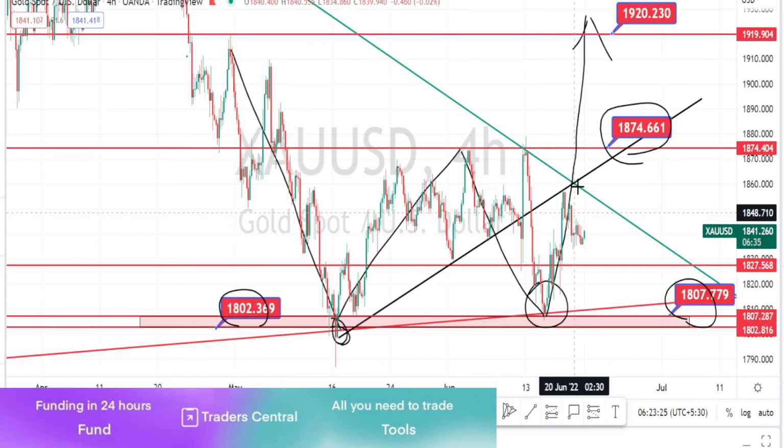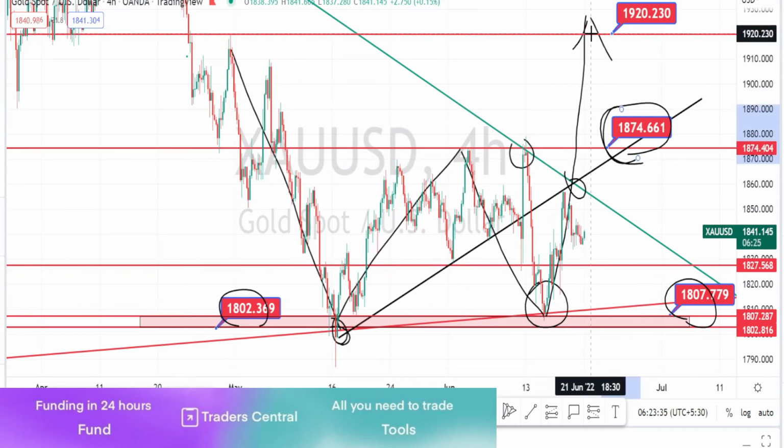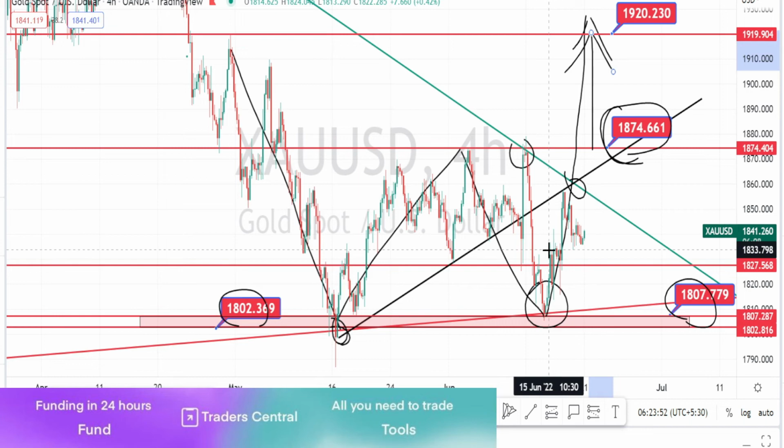It will also be breaking this resistance line from the daily time frame, and it will be also breaking the strong resistance level of 1874, which will also be the confirmation on the bullish trend reversal in 4 hours time frame. Let us do the analysis in hourly time frame.